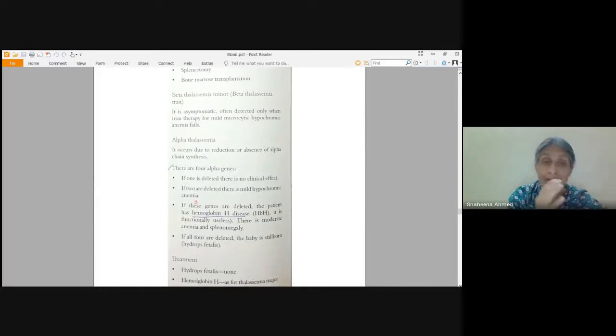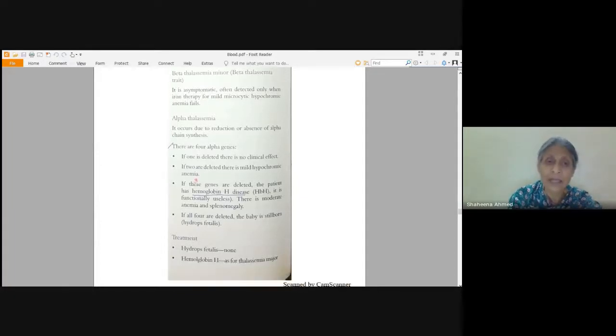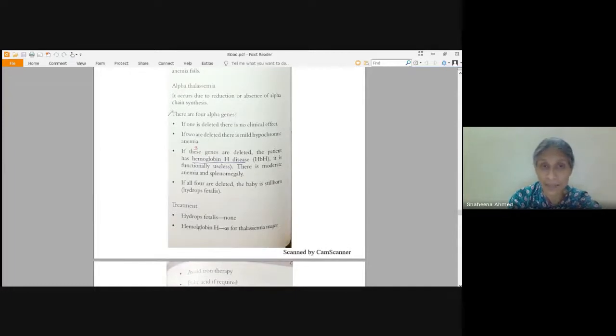Now, beta thalassemia minor is also known as beta thalassemia trait, and I've also told you this is something where iron therapy doesn't work. It's asymptomatic. Just give them a good diet, a good exercise regime, and usually these persons lead a very normal life. Now let's look at alpha thalassemias.